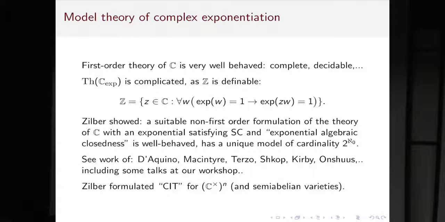Okay, so I want to say a little bit, but really not very much, about model theory of complex exponentiation. The first order theory of the complex numbers as an algebraically closed field is an extremely well-behaved theory, somehow a model of good behavior. It's a complete and decidable theory, and even has stronger properties. But if you introduce the exponential and consider the first order theory of that structure, then this becomes very, very complicated because the integers become a definable set in there.